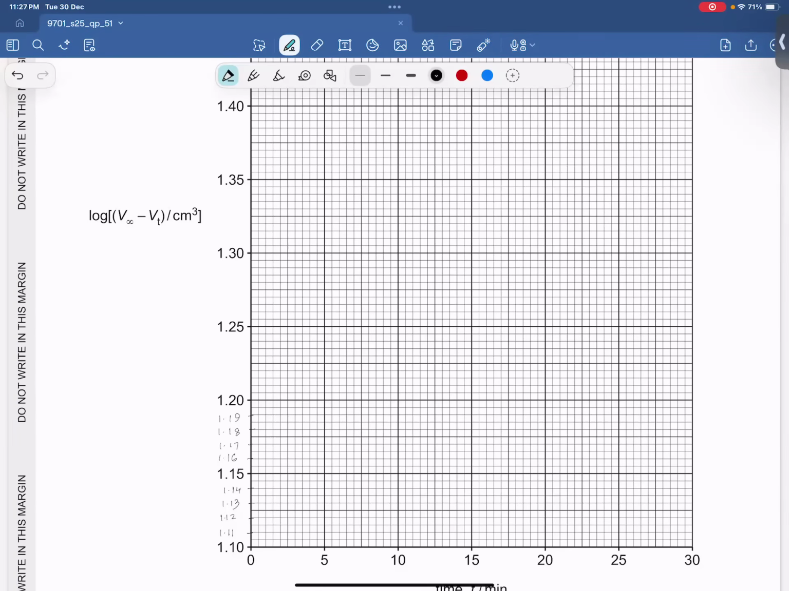And then 1.20. Okay. Then 1.21, 1.22, 1.23, 1.24, and then 1.25, 1.26, 1.27, 1.28, 1.29, and then 1.30.